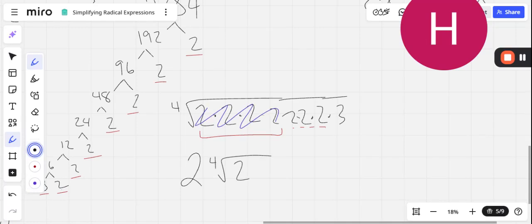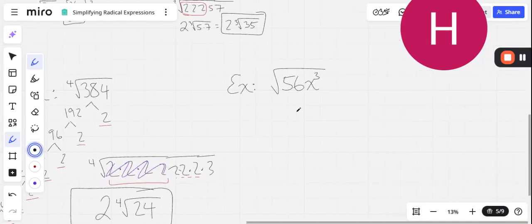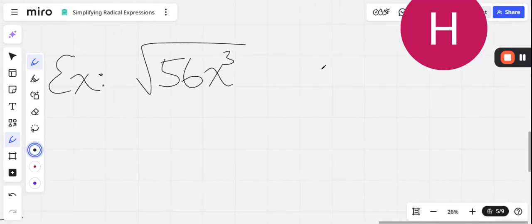That's 8 times 3, or 24. And this is simplified. It's as simplified as we can do it. Yeah. All right. Now, something that's also level 2 worthy, because there's a variable in here.